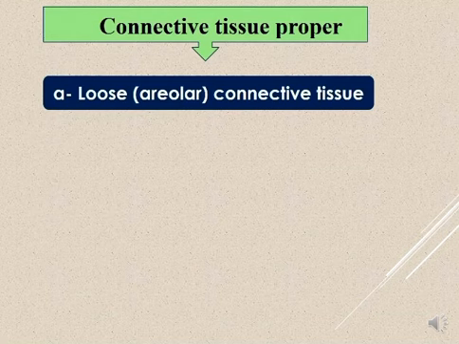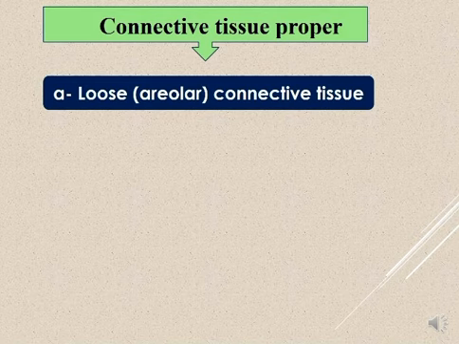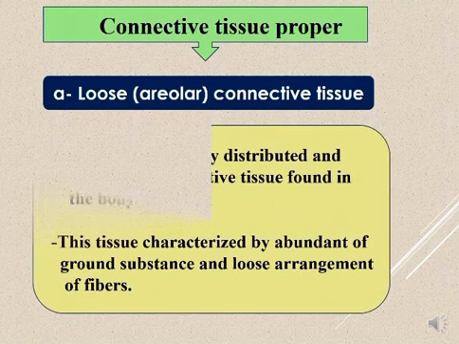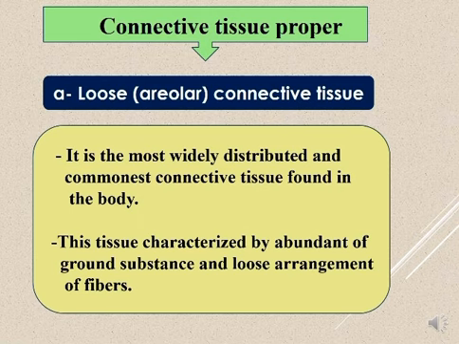Connective tissue proper, which includes loose connective tissue and dense connective tissue. Loose connective tissue, also called irregular connective tissue, is characterized by being the most widely distributed type found in the body. This tissue is characterized by abundant ground substance and loose arrangement of fibers.